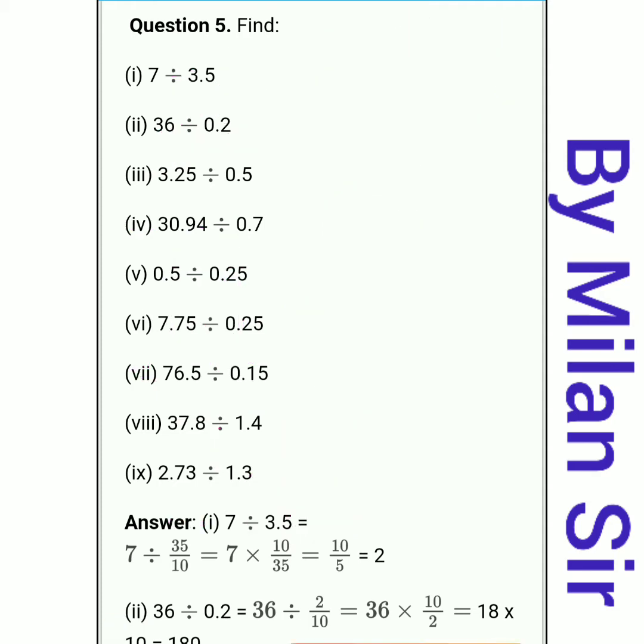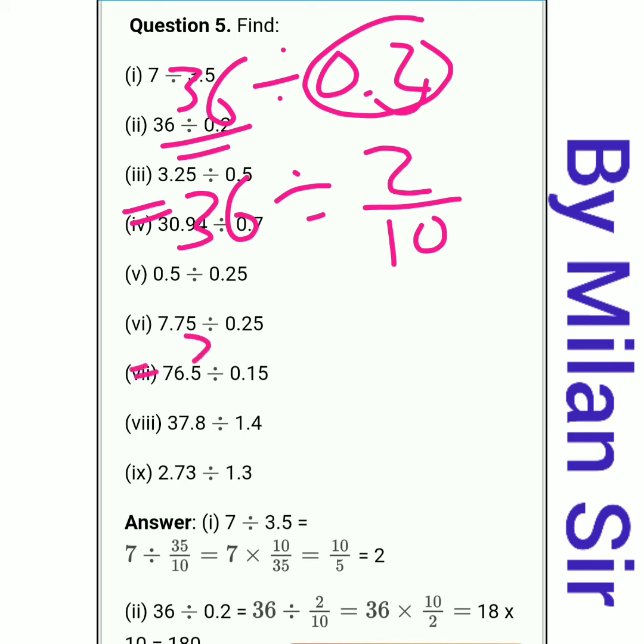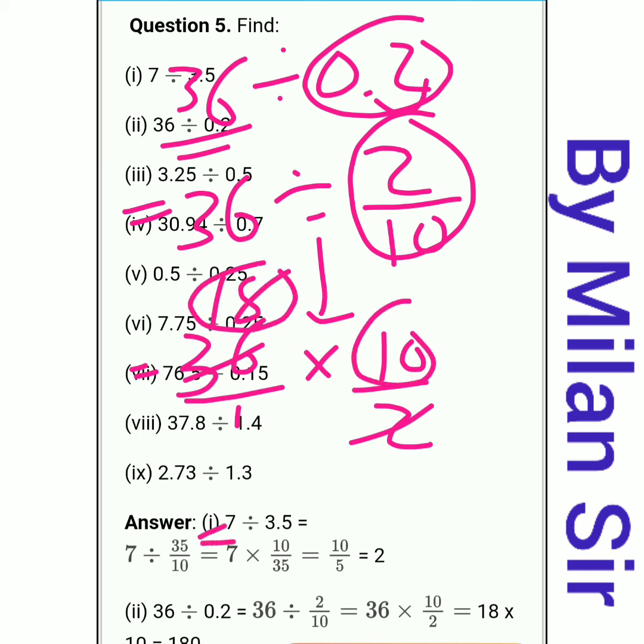Again, I repeat this question. 36 divided by 0.2. First of all, 36 remains as it is, and division remains as it is. We need to convert this 0.2 into a fraction. So ignore the decimal point. After the decimal point, one digit is there, so we put 10 here. Then for 36, nothing is present in the denominator, so we write 1. Here we convert this division into multiplication and take the reciprocal of the second number. Our second number is 2 by 10, so the reciprocal is 10 by 2. Then we can cut this: 18 2s are 36, and in the numerator 18 multiplied by 10, the answer is 180.